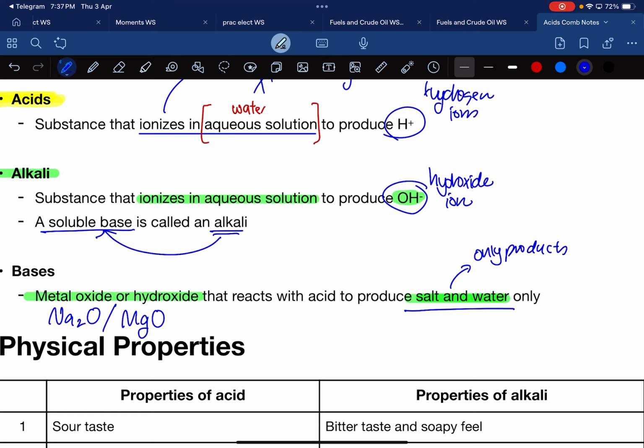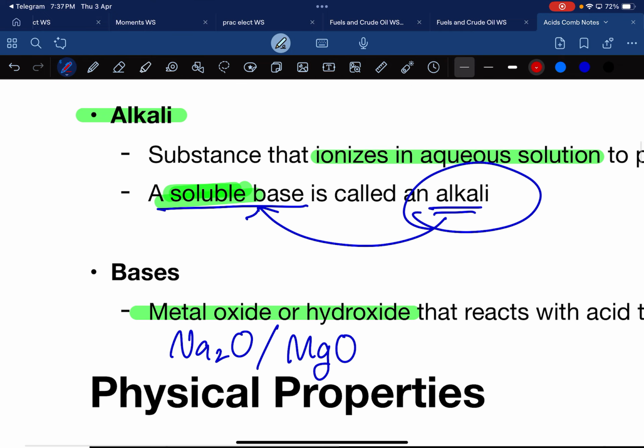If your base, let's say it's a block of magnesium oxide, a white color piece of solid, and when I drop it into water and it dissolves, in other words, it just disappears and becomes invisible, then I can call it an alkali because it is soluble. To be soluble means to be able to dissolve in water. Capturing it so far?